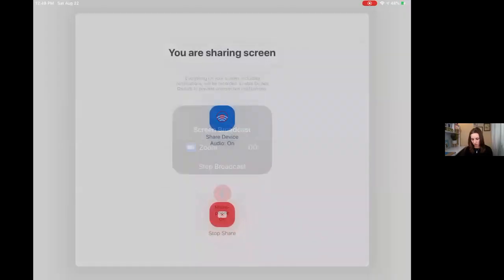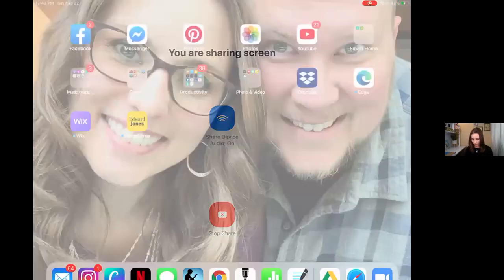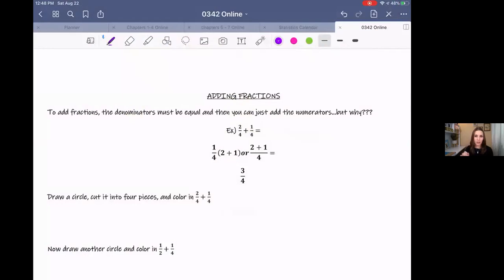So the reason why we're doing adding fractions is because this is something that you will continually see in other math classes. So I just want you to become familiar and comfortable with it. I know a lot of times fractions can be scary, but they're actually not. They're easy to do. And I'm going to show you how easy they are today. So you should be seeing my screen.